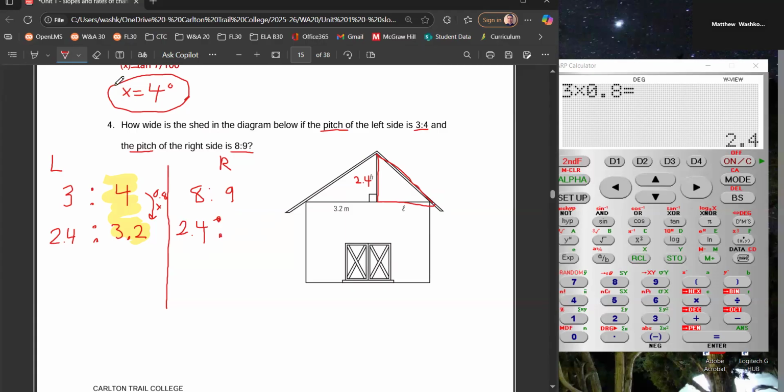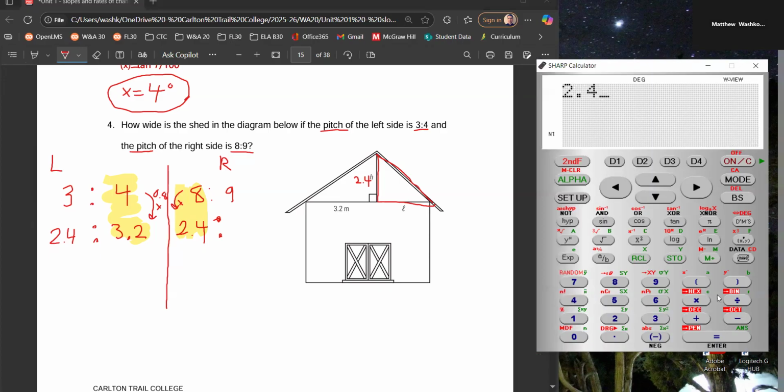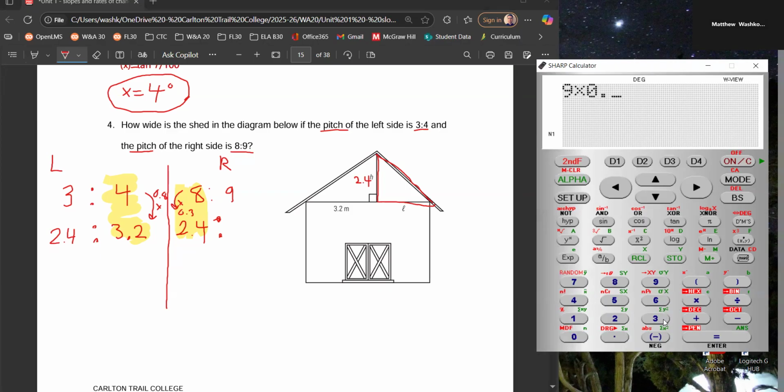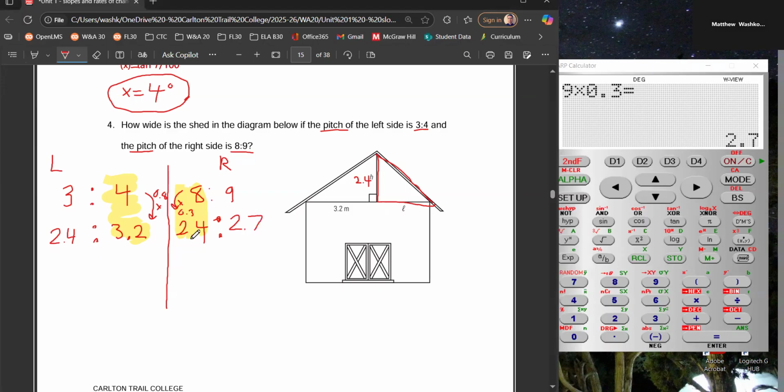So now I can use what I know. I have two things that are similar. I have two rises. 8 times some magic number gives me 2.4. How do I find the opposite? Well, 2.4 divided by 8. Oh, it's 0.3. So 8 times 0.3 gives me 2.4. 9 times 0.3 gives me 2.7. Let me circle those. Those are my answers. Okay, so L in this case is 2.7. Yay, I'm done. I solved it.